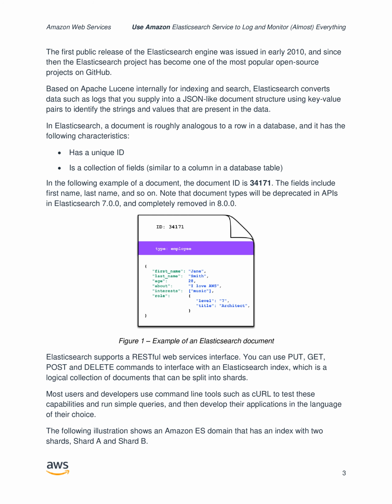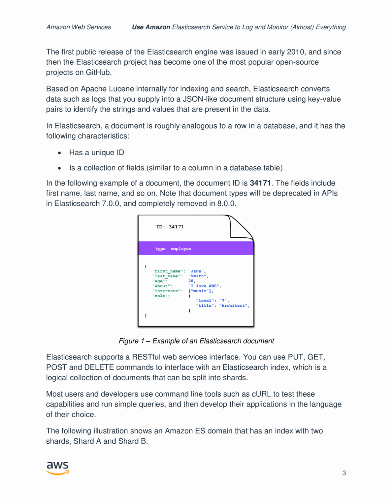The first public release of the Elasticsearch engine was issued in early 2010, and since then the Elasticsearch project has become one of the most popular open-source projects on GitHub. Based on Apache Lucene internally for indexing and search, Elasticsearch converts data such as logs that you supply into a JSON-like document structure using key-value pairs to identify the strings and values that are present in the data.